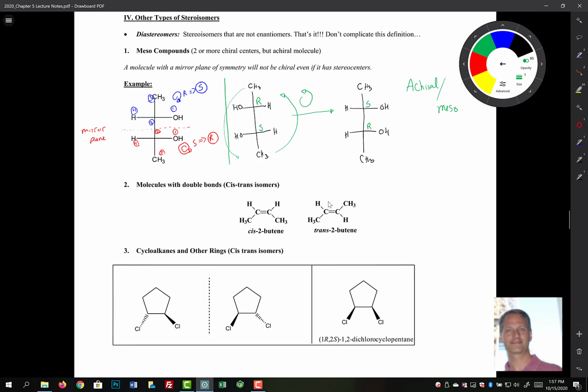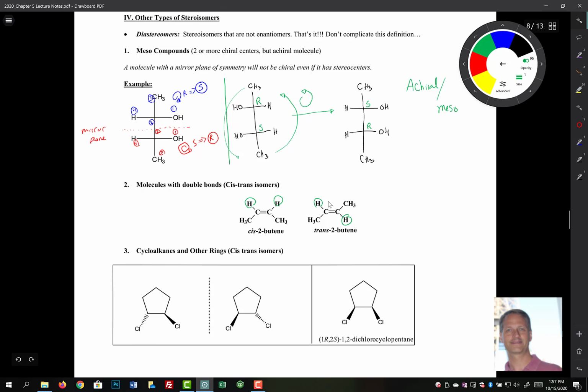The other thing that we've already seen is cis-trans isomerism. So here we have cis-2-butene. Remember, two atoms that are identical, one on each carbon. It could be the H's or the methyls. Or you have trans-2-butene.